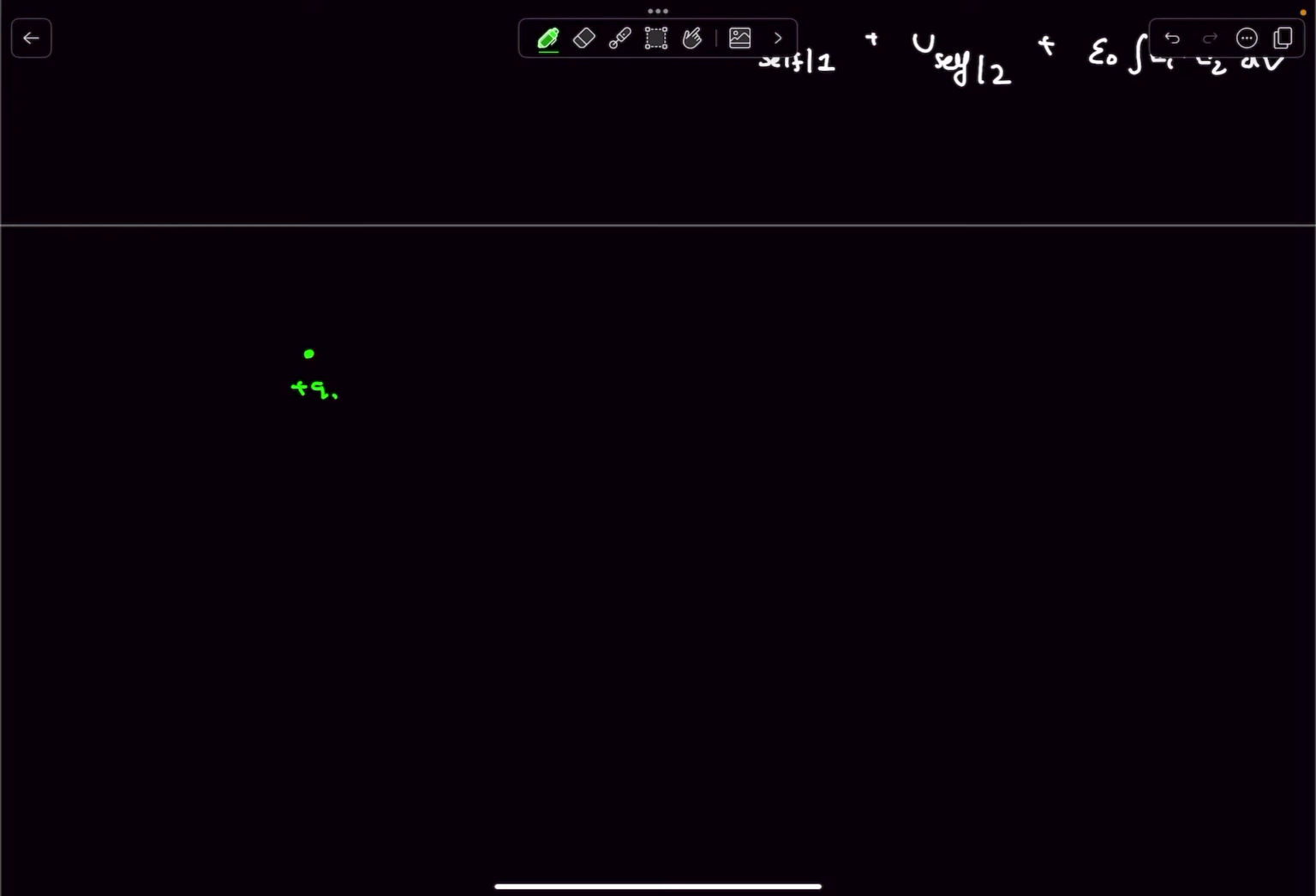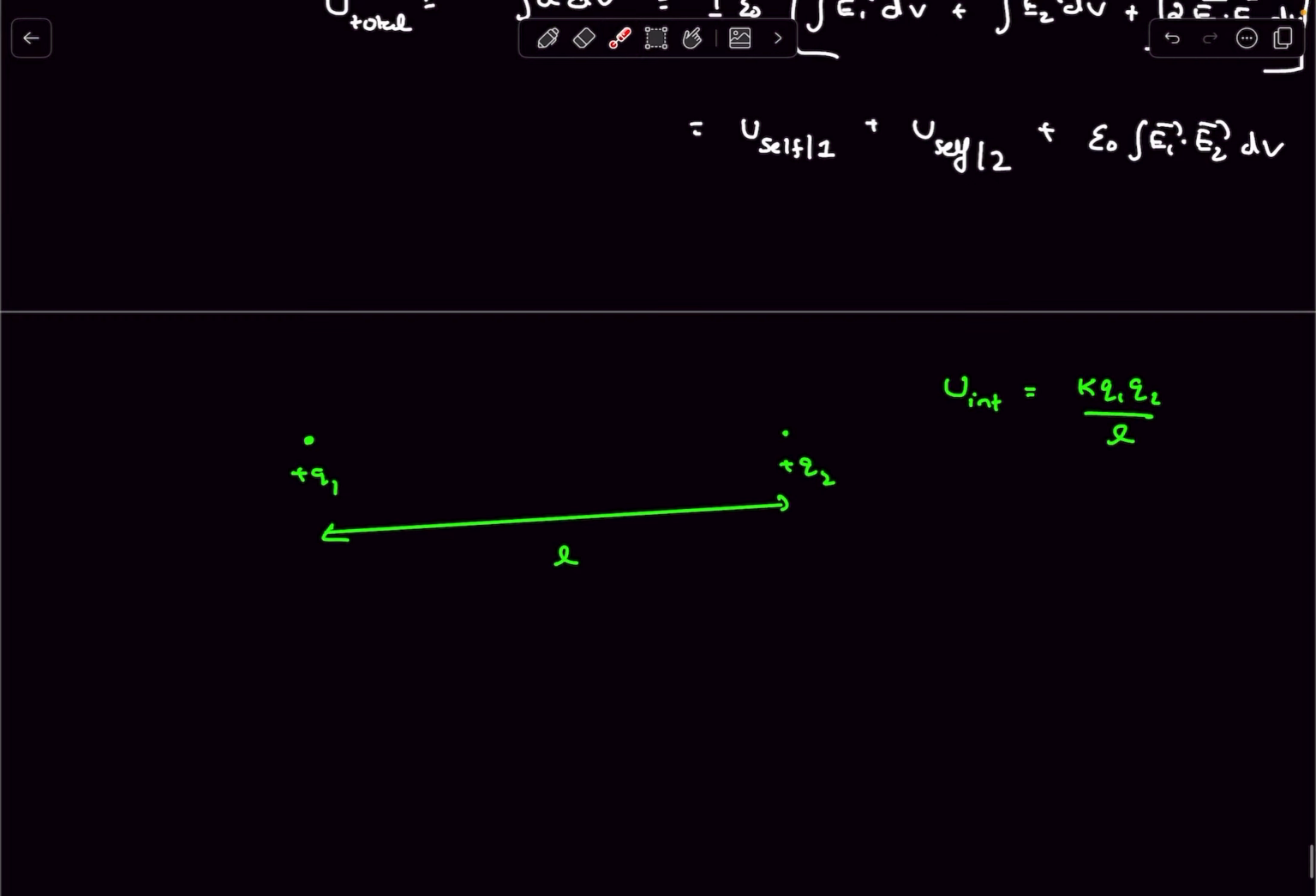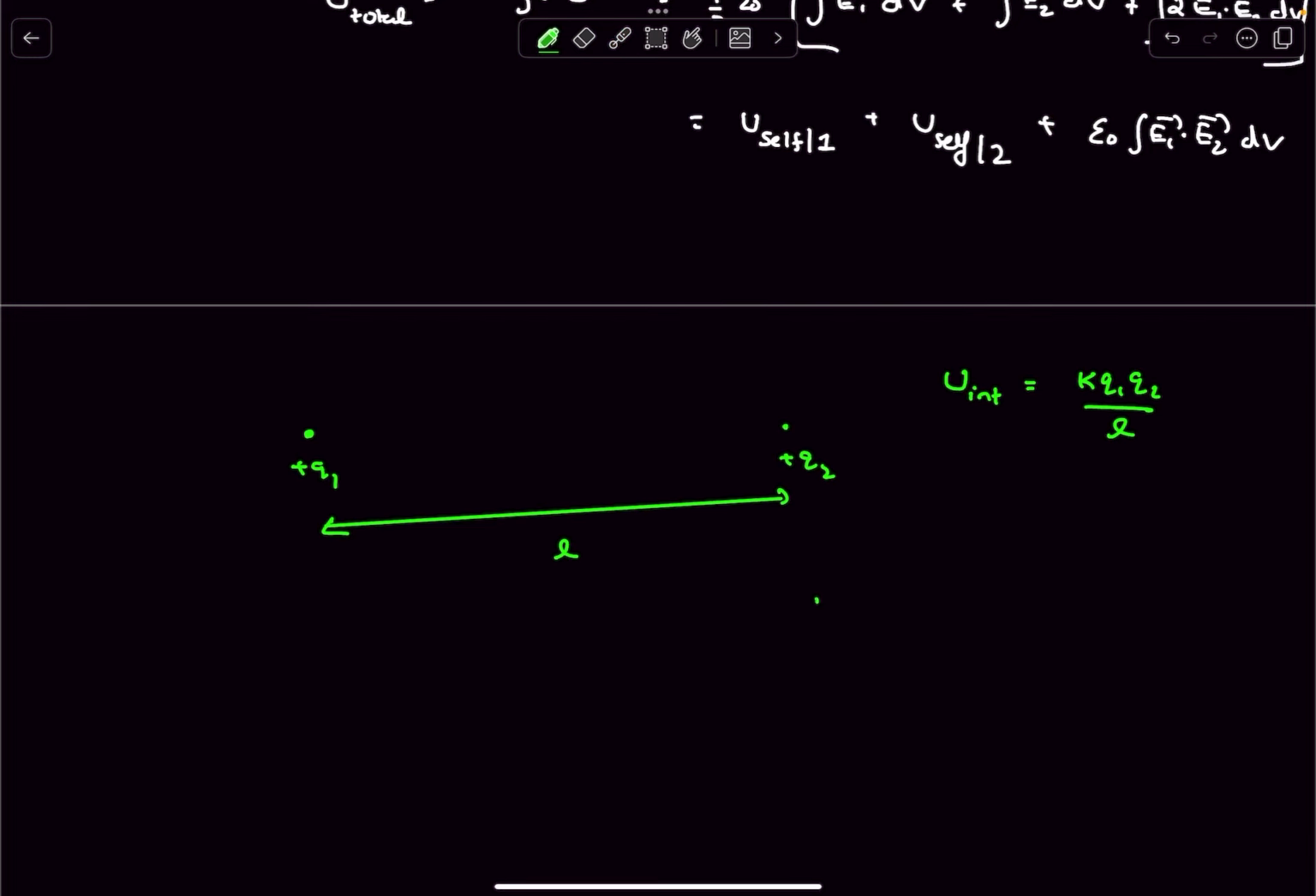So let's say if I take two point charges Q1 and Q2, which are separated by a distance of L. And if I ask you what is the interaction energy of this charge Q1 with the other charge Q2, you would say it's simply K Q1 Q2 divided by the separation between them, which is L. If you perform this particular integral, which is basically epsilon naught integral of E1 vector dot E2 vector dV, and if you perform the space integral of this, then what you get is k q1 q2 divided by L.